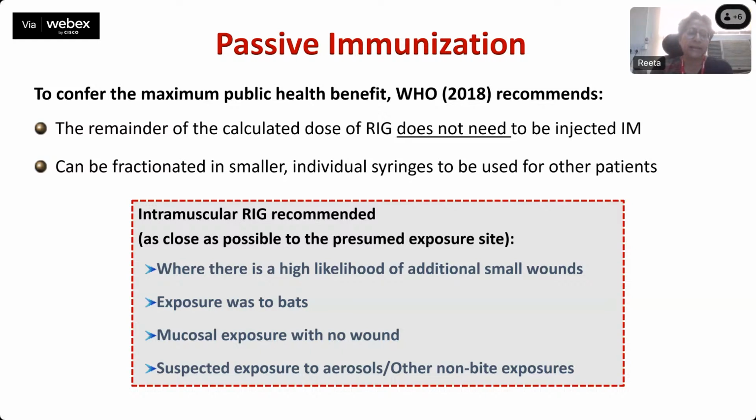That is when there is a likelihood of additional small wounds which are not seen, or when the exposure is to bats where the exposures are very, very superficial, or when there is mucosal exposure, for example, licks on the eyes or oral or nasal mucosa and so on, or inhalation of aerosols in a laboratory or in bat infested caves, or any other non-bite exposures where systemic RIG can be given. Next slide.